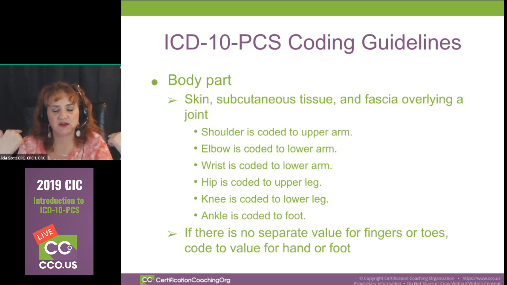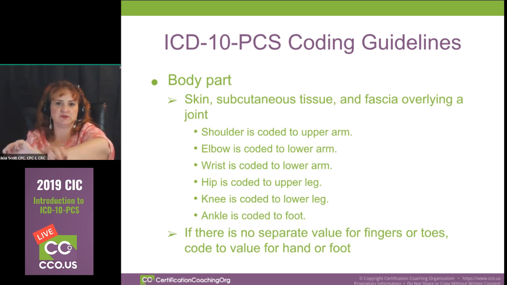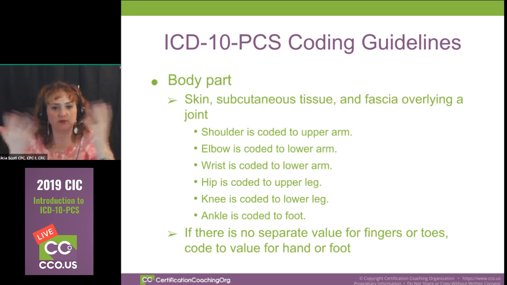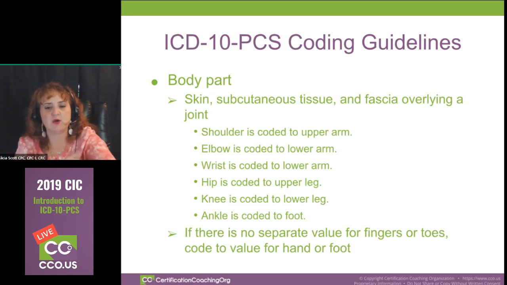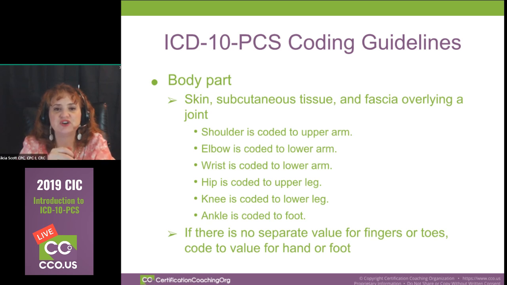If it's going to be of the shoulder, then it's the upper arm. If it's the elbow, it's the lower arm. So elbow, where does it go? It goes to the lower arm. If it's the wrist, it goes to the lower arm. That's easy enough. So only the shoulder is upper arm. The elbow and wrist is lower arm. Hip is upper leg. Knee is lower leg, right? But ankle is coded to the foot.